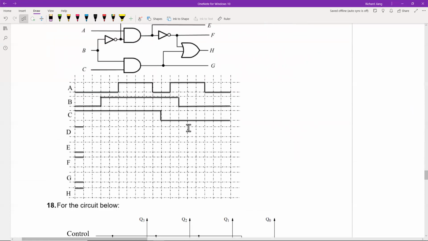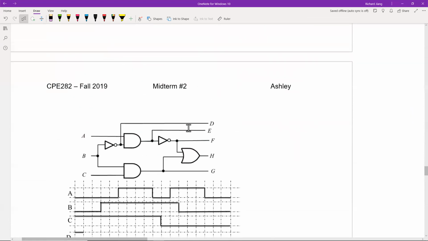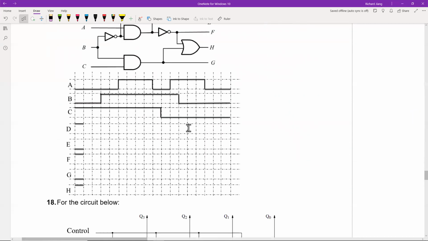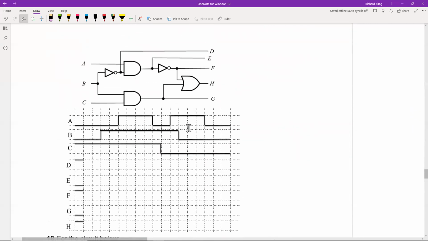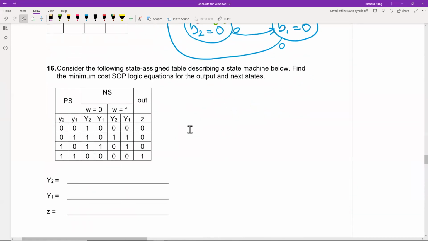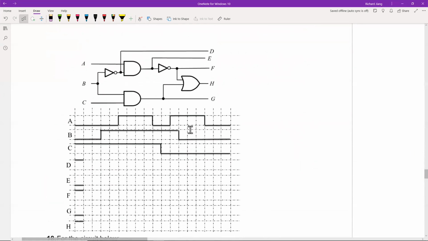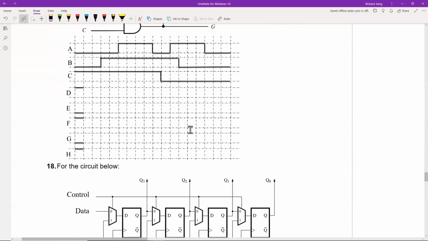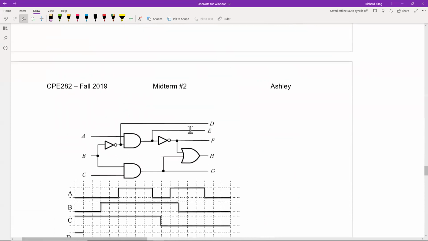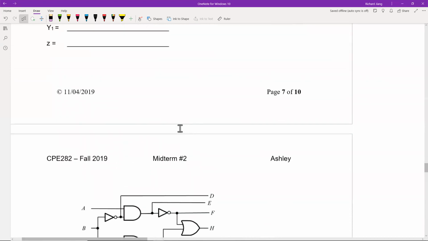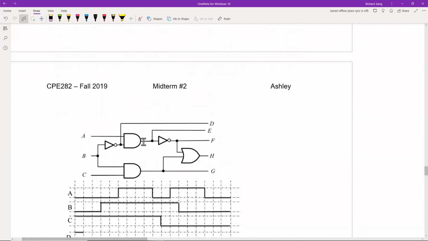All right, this one here. What does it say? It doesn't have a title for the question. It's number 17, but I'm not sure. I think it wants us to finish the timing diagram for D, E, F, and G. Okay. Are there any gate delays we need to take into account, or are we assuming 0 gate delay?